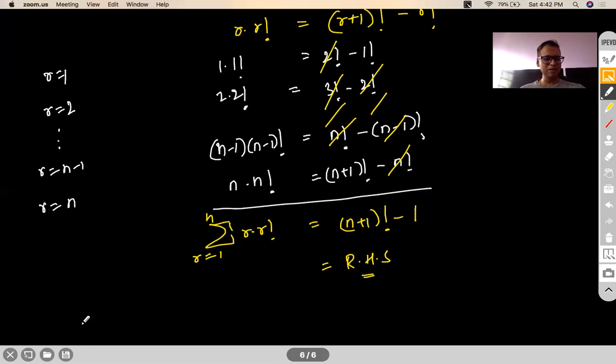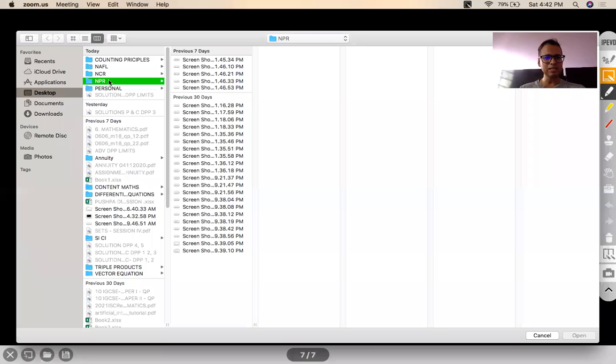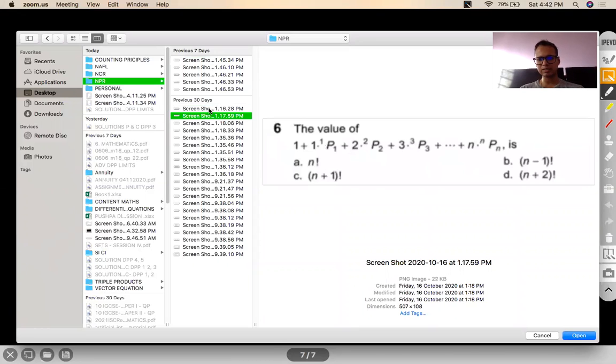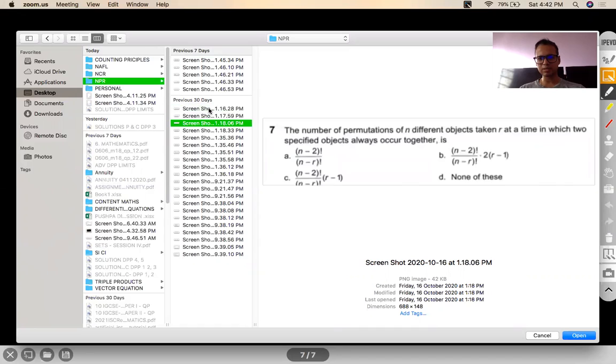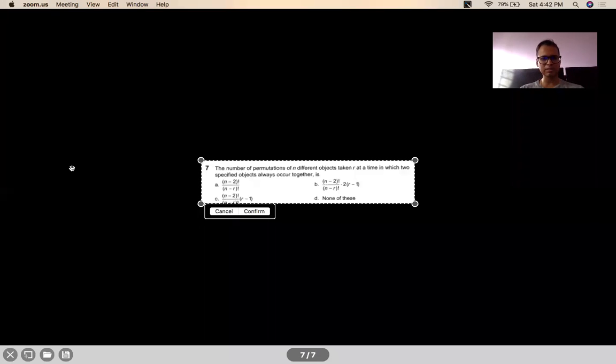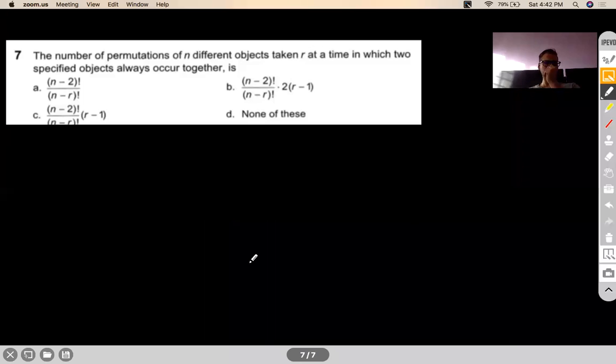All right. Now time to take up some word problems. Let us start with this simple question. Okay, let's take this one. The number of permutations of n different objects taken r at a time in which two specified objects always occur together. Together means side by side. So two specified objects will always occur together. I hope the question is clear.